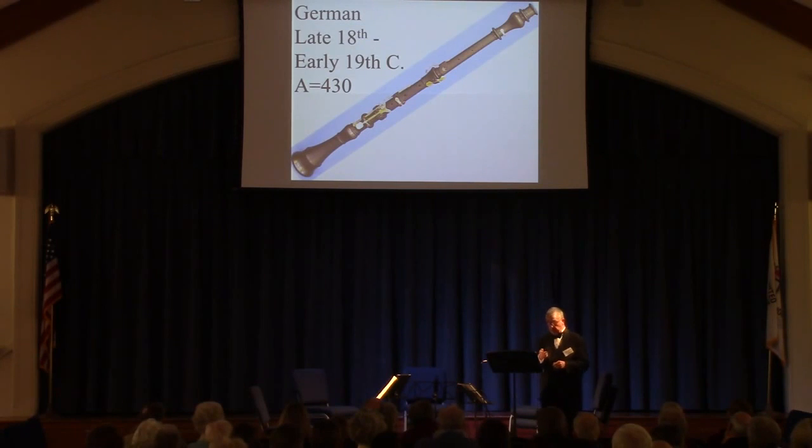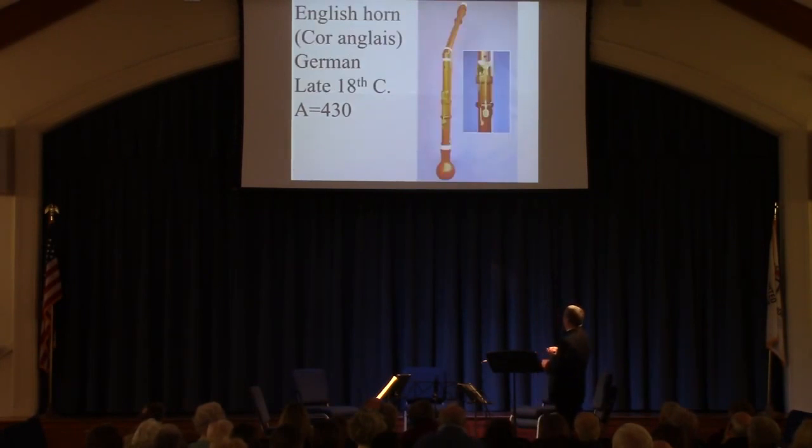Another instrument that's starting to be developed around this time is the English horn, the cor anglais. This is very closely related to the oboe da caccia. It's an F. You can see it's curved.